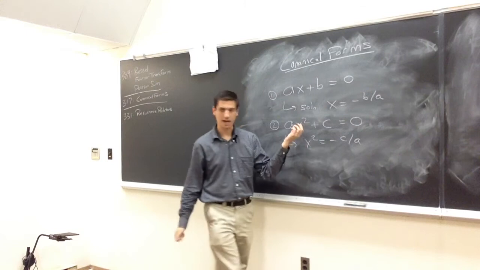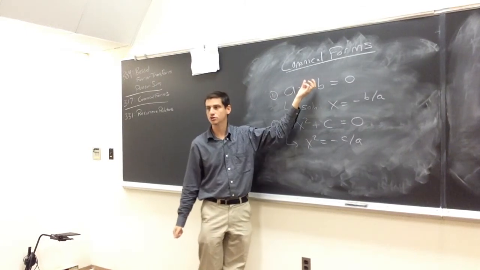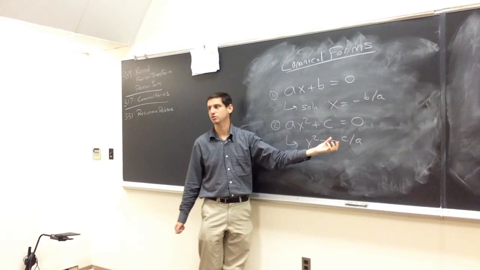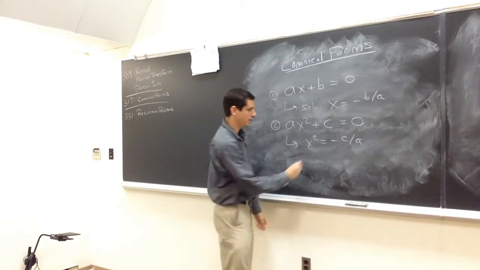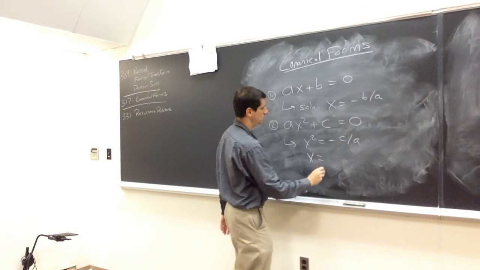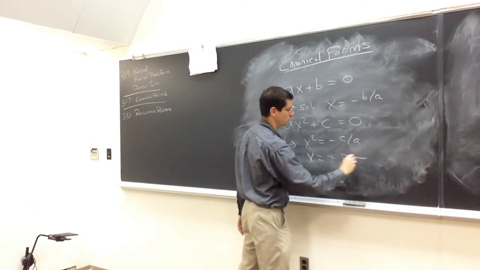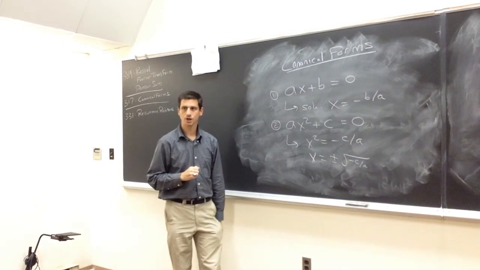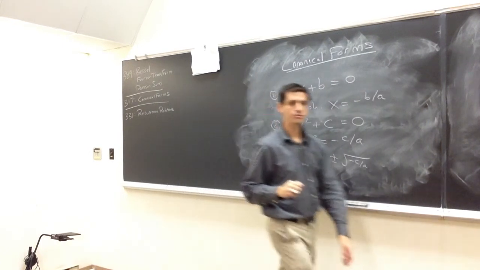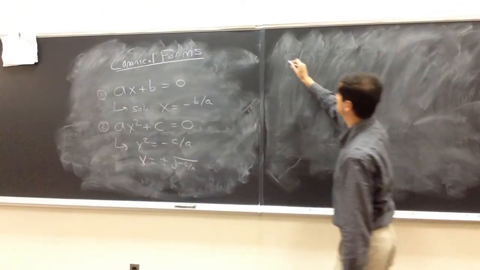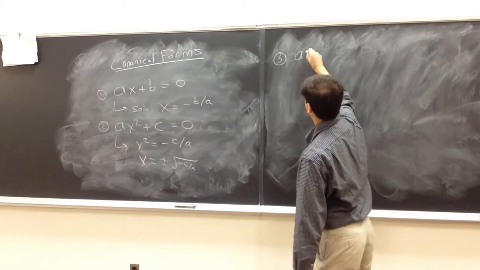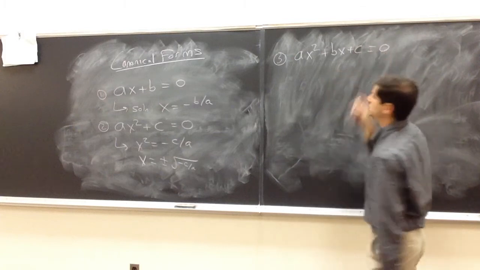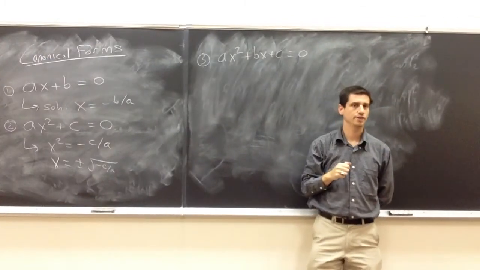I'm just treating x squared as my variable. I know how to solve for something like that. And now I have to solve this very special quadratic. And now I get x equals plus or minus the square root of negative c over a. All right, let's consider a more interesting quadratic. Let's consider now ax squared plus bx plus c equals 0. How should I solve this?